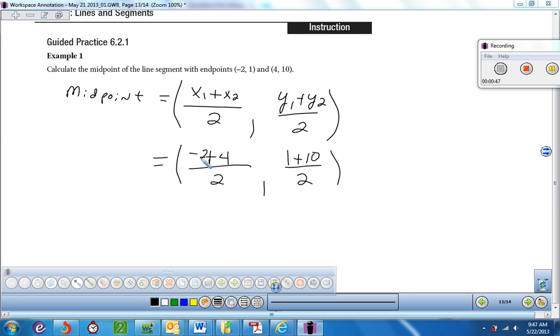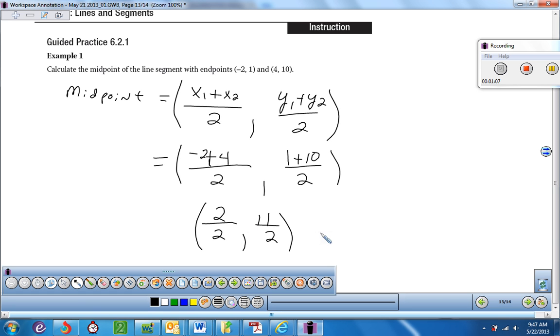So I'm going to add -2 plus 4, different signs, subtract, so I get 2 over 2, and then 11 over 2. Okay, and so what we do here is I'm going to go ahead and reduce this, so this will be 1. And then this you could leave as 5.5. So that would be the midpoint between the two.